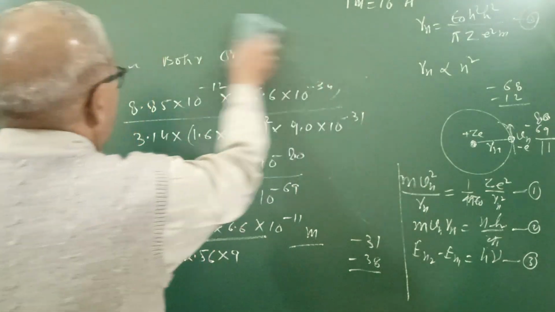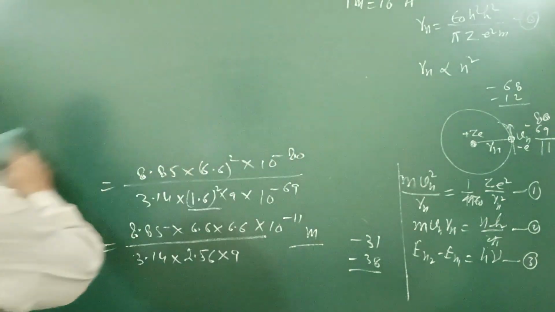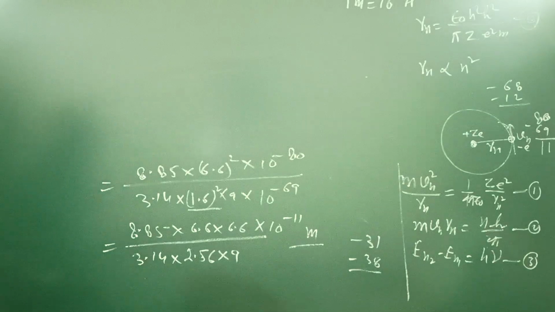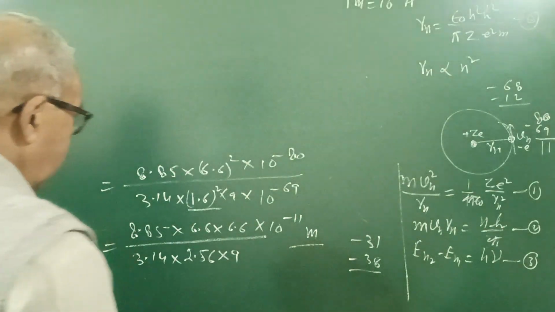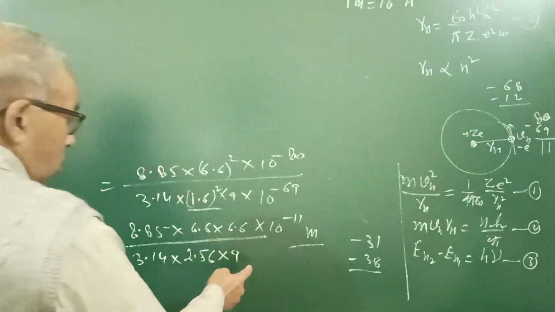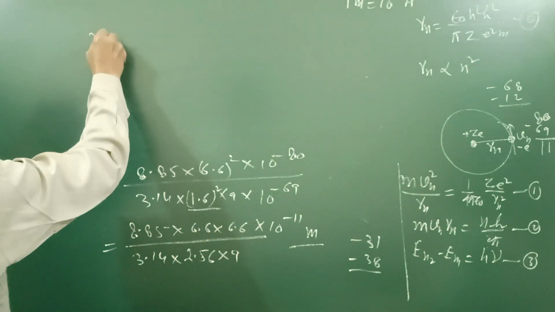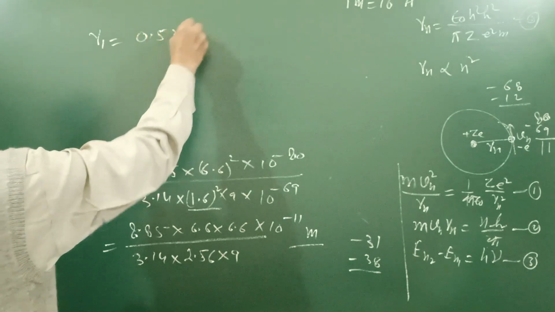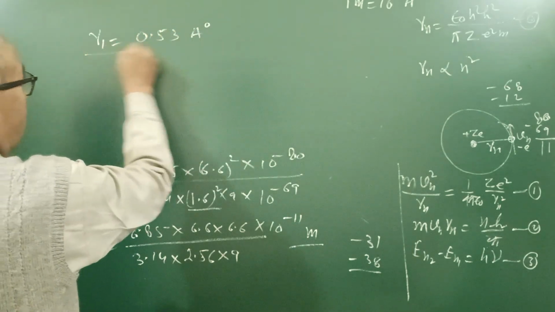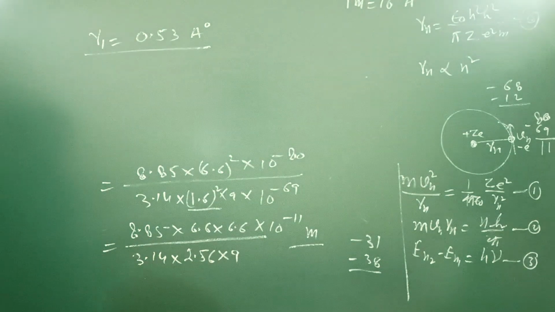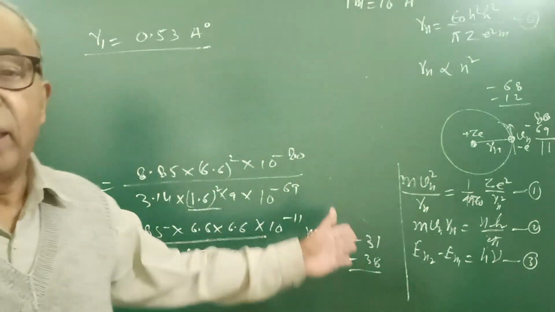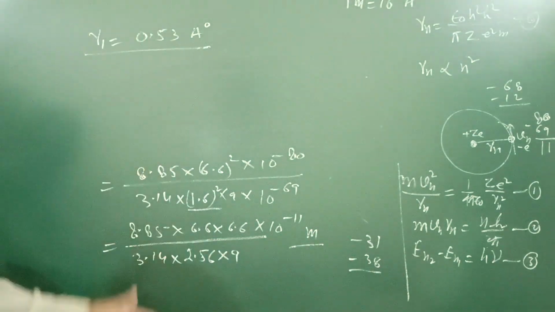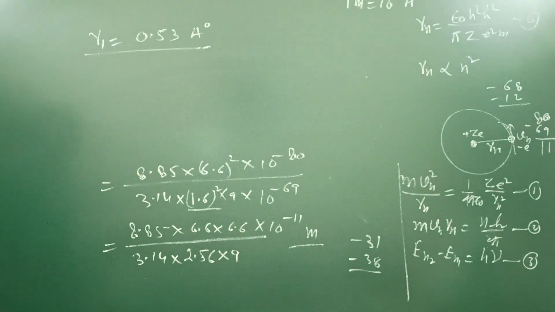तो क्या आएगा? If you solve it, nearly it is 0.53. So you will get R1 in angstrom, 0.53 angstrom. You please solve it. My aim is something other here. I just gave you an idea how to solve.